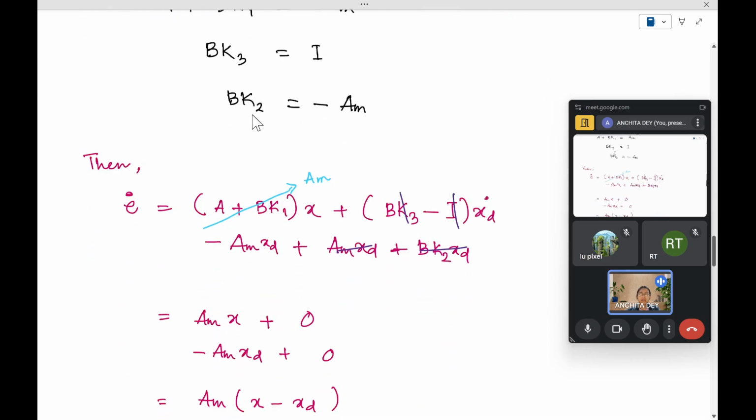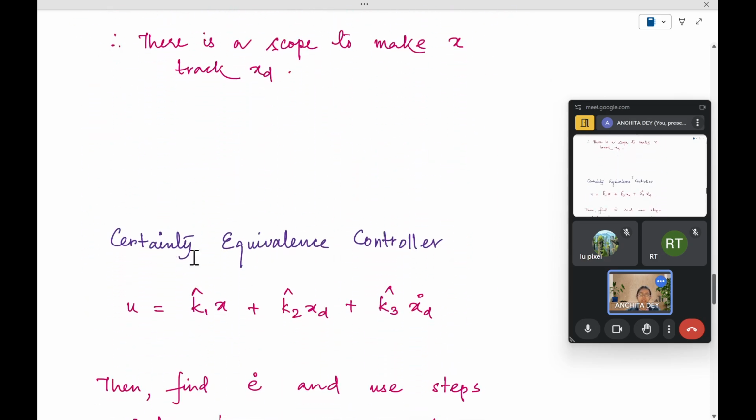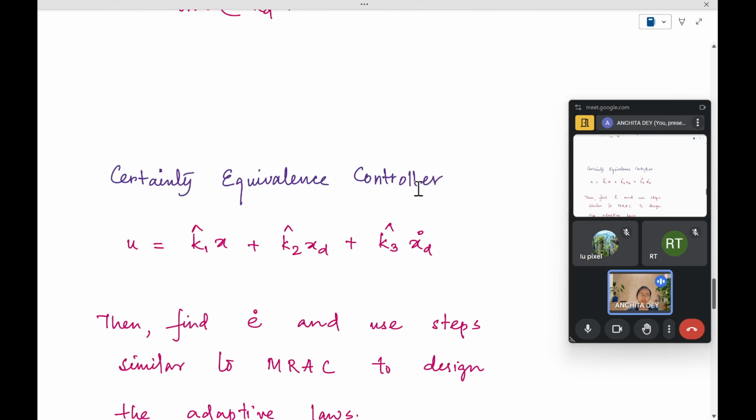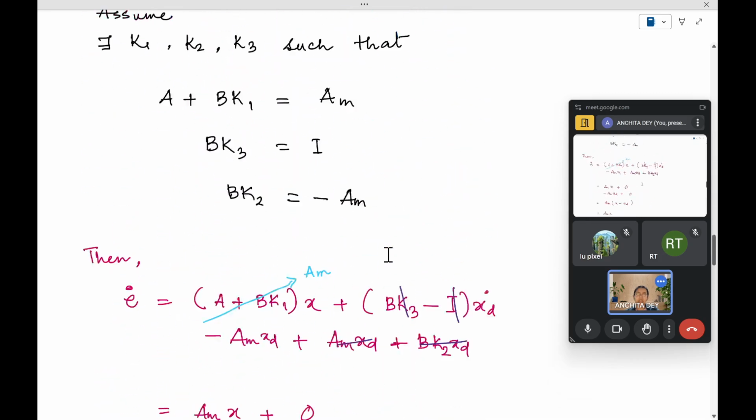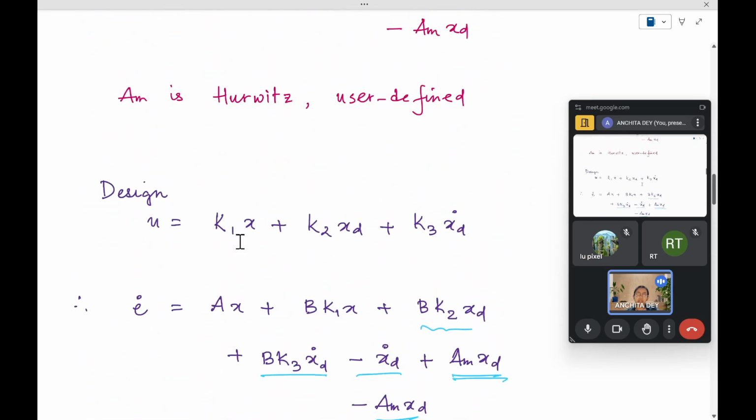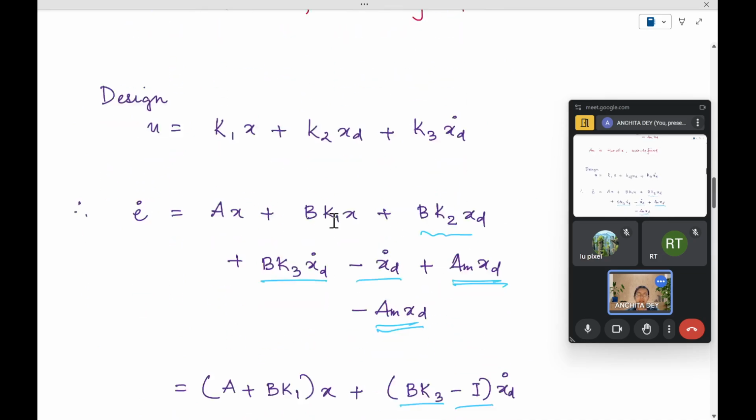So instead of this, since we can't implement it directly, we consider the certainty equivalence controller, which is the same thing except that now we will put the hats. That means we will put the estimates. So U is equal to K1 hat x plus K2 hat into xd plus K3 hat into xd dot. If you look at the previous controller, we have just replaced K1, K2, K3 by their hats. That's it.